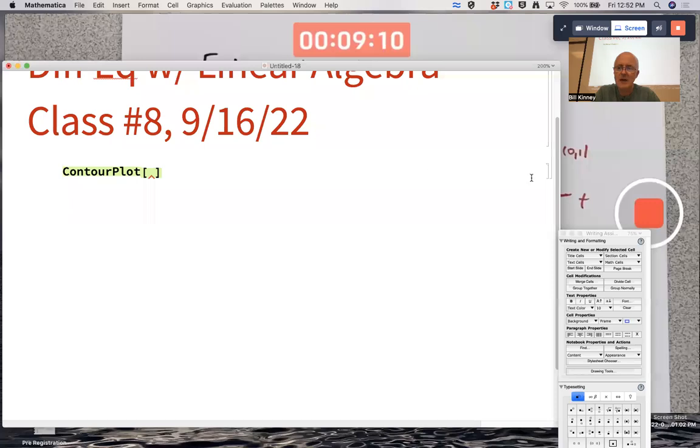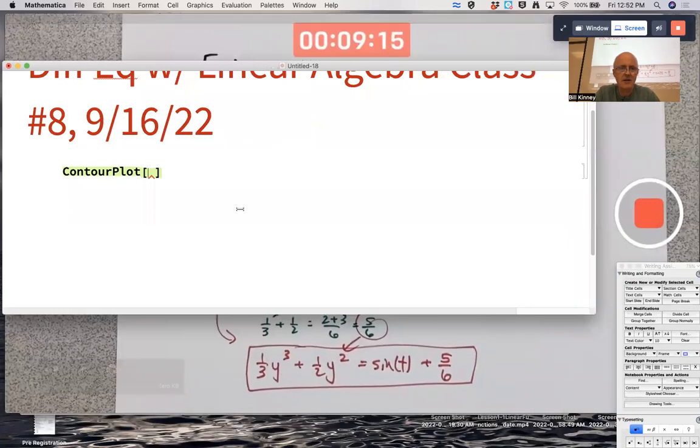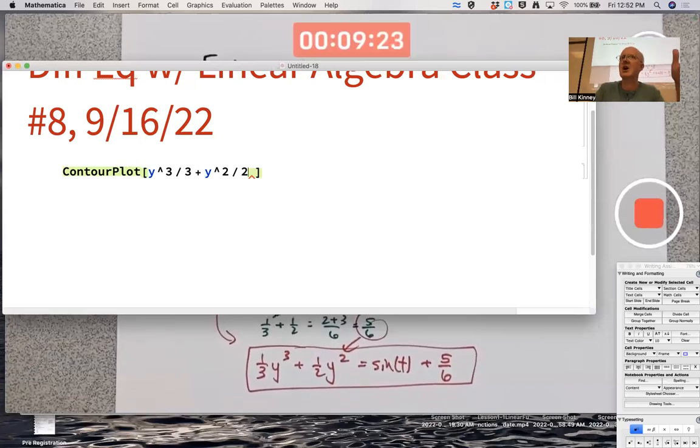I'm trying to type in this equation here. Okay, go ahead and type it in: y cubed over 3 plus y squared over 2. ContourPlot is kind of like Solve or DSolve. You need double equal signs.